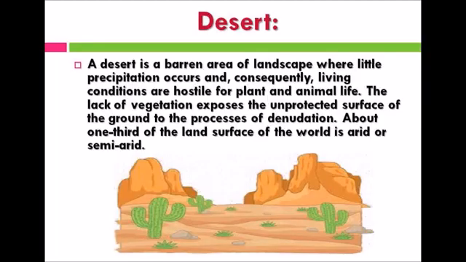Desert. A desert is a barren area of landscape where little precipitation occurs and consequently living conditions are hostile for plant and animal life. The lack of vegetation exposes the unprotected surface of the ground to the process of denudation. Denudation is basically a process in which the rocks break down. About one third of the land surface of the world is arid, and arid means dry.